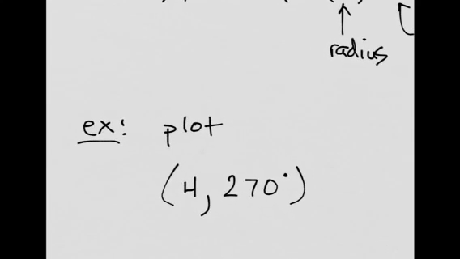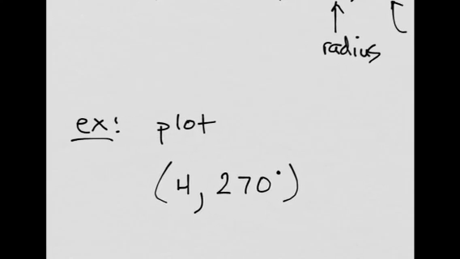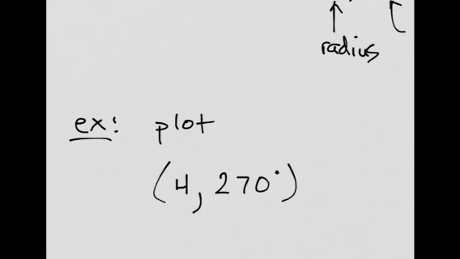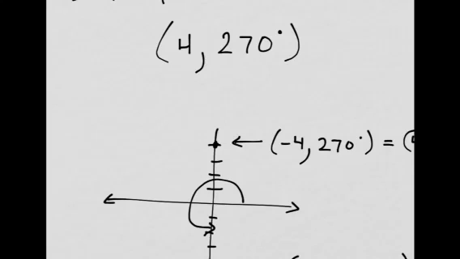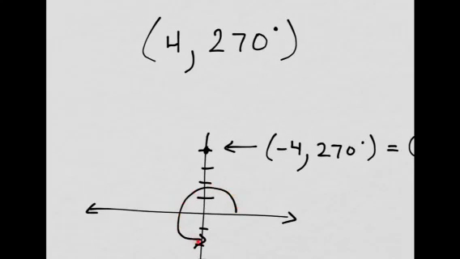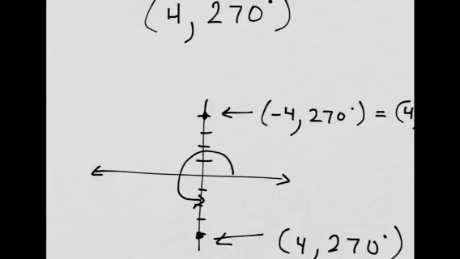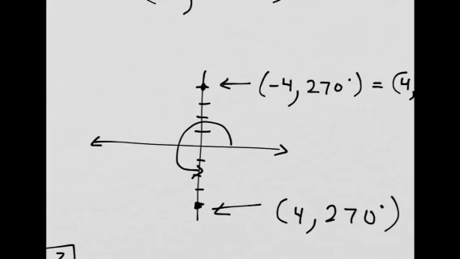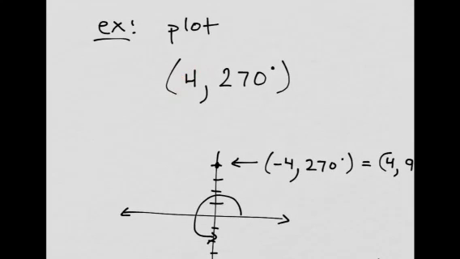It says plot 4, 270 degrees. To start plotting, you first pay attention to the angle, and you're going to move that angle. Whatever that is, you're going to find that angle. 270 degrees corresponds to this. You can use your unit circle. And then from the origin, which is now called the pole if you're in polar coordinates, but I'll just call it origin. From the origin, you go out 4, because it says 4.